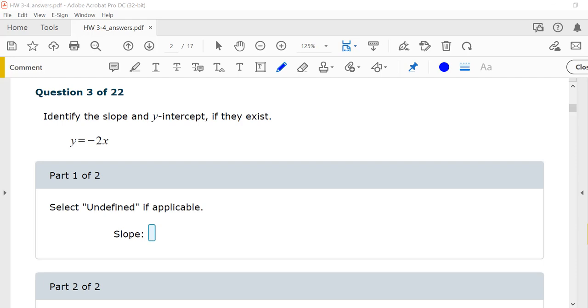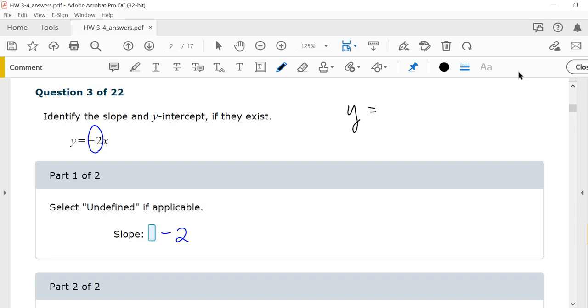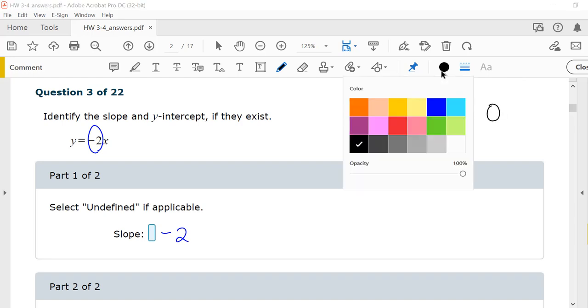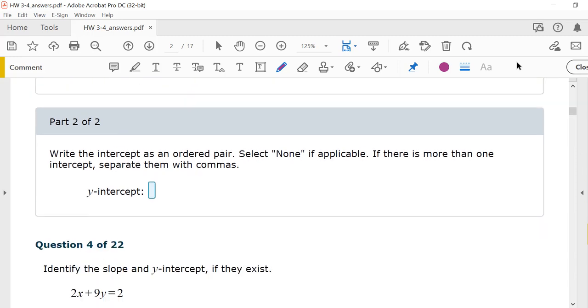Number 3, y equals negative 2x. The number in front of the x is the slope, so the slope is negative 2. If it helps to see this written as y equals negative 2x plus 0, notice that there's nothing out here. So the y-intercept is actually 0. As an ordered pair, it's (0, 0).